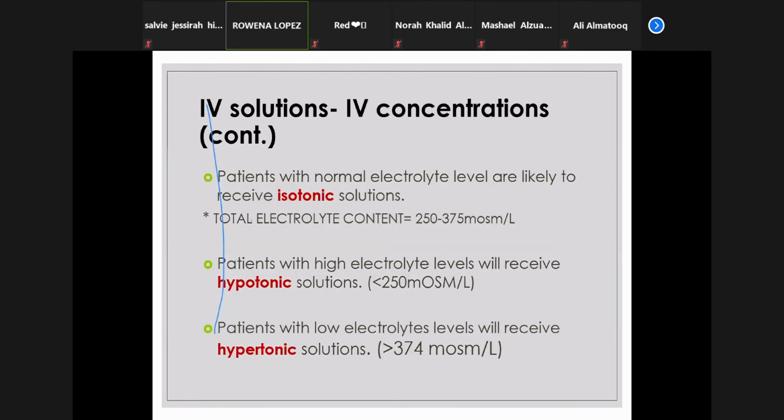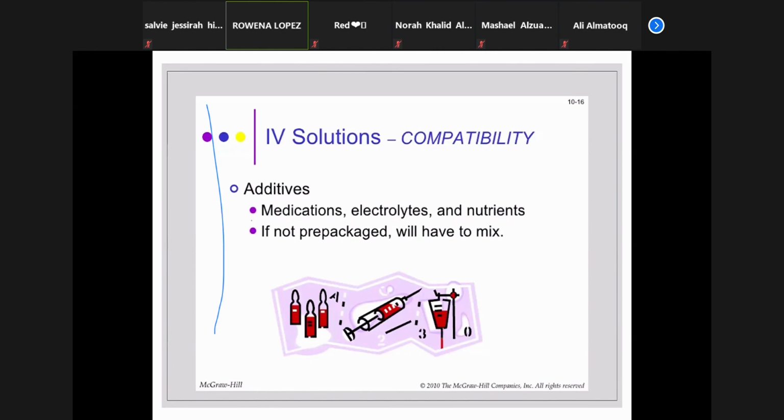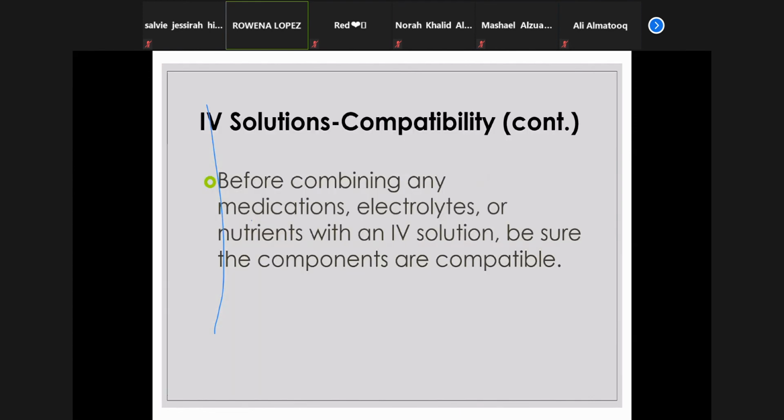Please take note of this equivalent electrolyte content. It's very important for you. The additives we have are medications, electrolytes, and nutrients. If not prepackaged, we'll have to mix. Before combining any medications, electrolytes, or nutrients with an IV solution, be sure the components are compatible. Compatibility is very important.